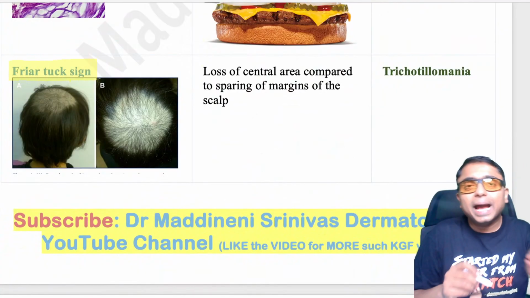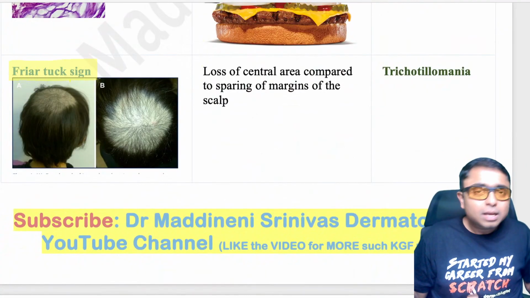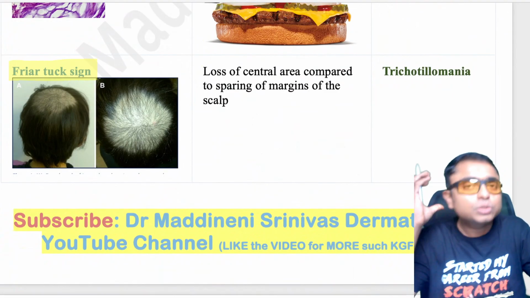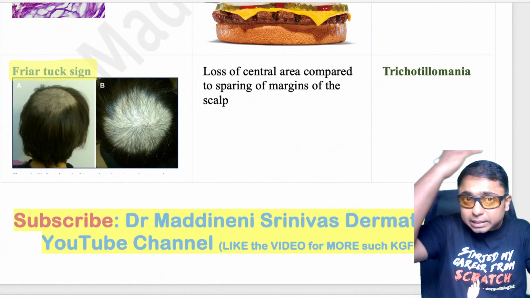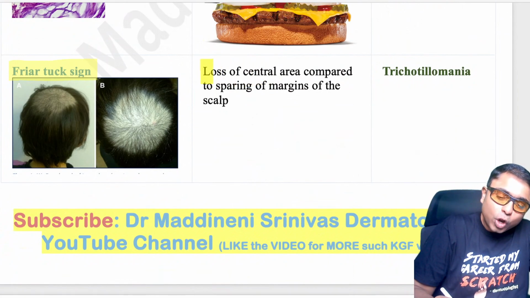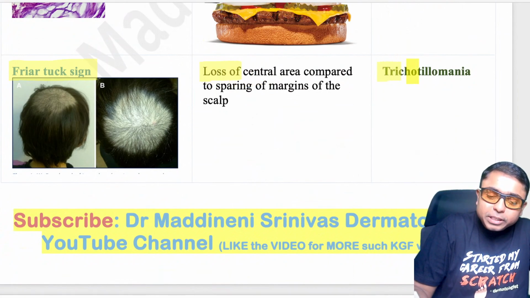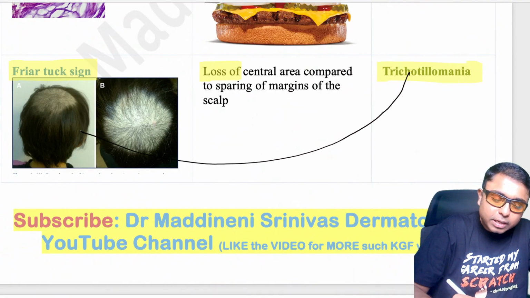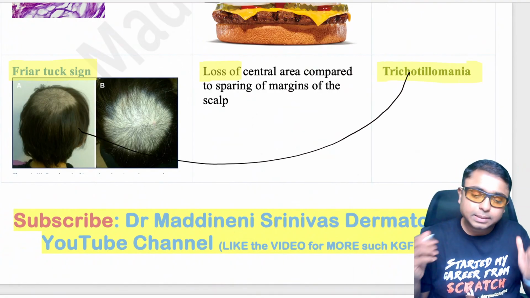There is a cartoon character called Friar Tuck. You can see that in that cartoon character, the margins of the hair are going to be normal, but at the central part, there is going to be loss of the hair. So in patients of trichotillomania, the same appearance is seen. So this is given a name called Friar Tuck sign.